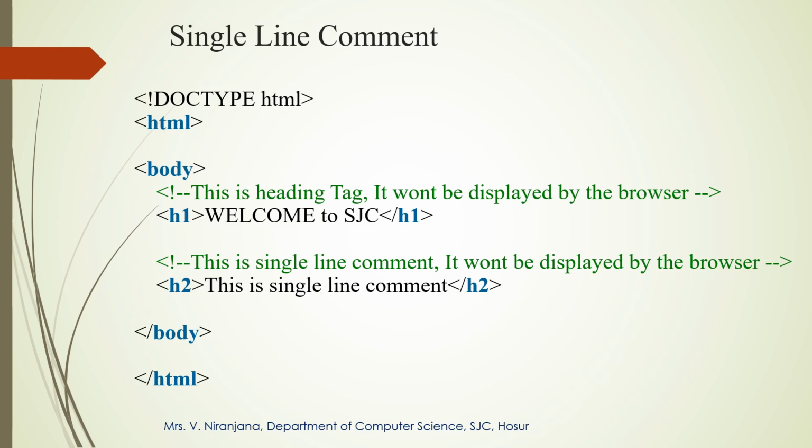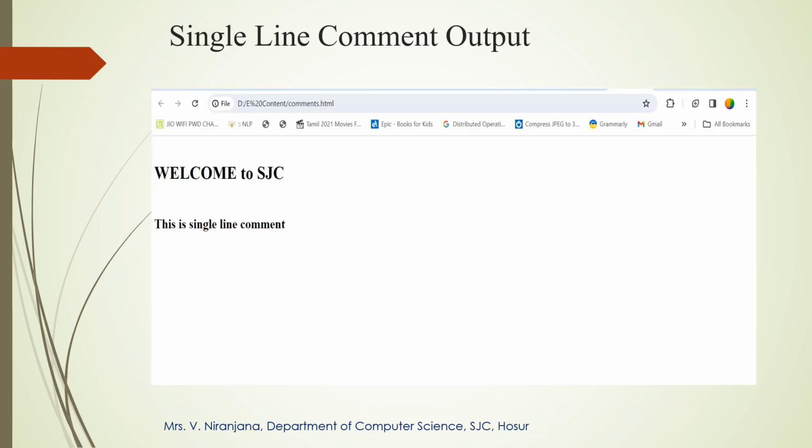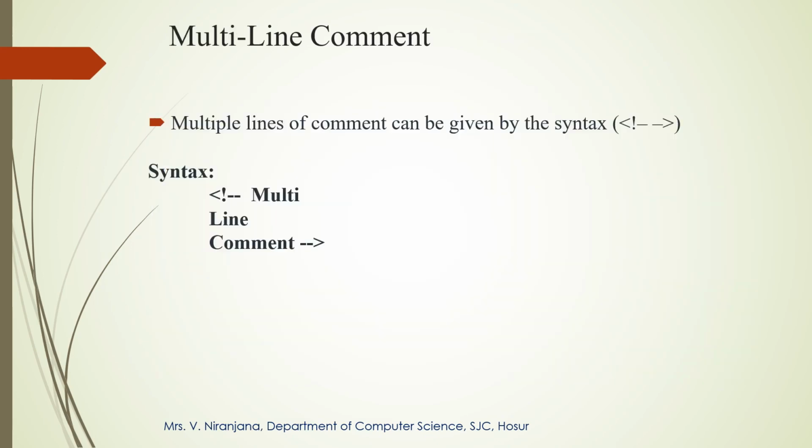Now when you run this program in the web browser, the output you get is displayed here. As you can see in this output page, you can see only the two texts, Welcome to SJC, and this is a single line comment. All other lines which were given in the green color, that is the comment lines, are ignored by the web browser. The web browser automatically understands that it is a comment line and will not display it on the web page.